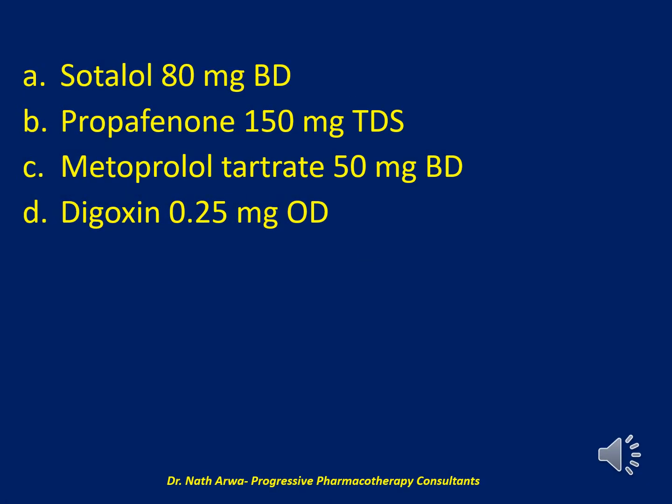Would it be A. Sotalol 80 mg orally twice daily, or B. Propafenone 150 mg orally thrice daily, or C. Metoprolol tartrate 50 mg orally twice daily, or would it be D. Digoxin 0.25 mg orally once daily? I will give you 10 seconds to choose the correct answer to this question from the listed options.